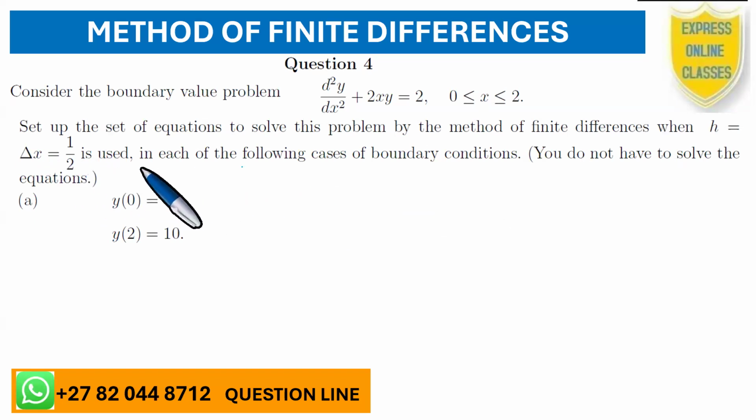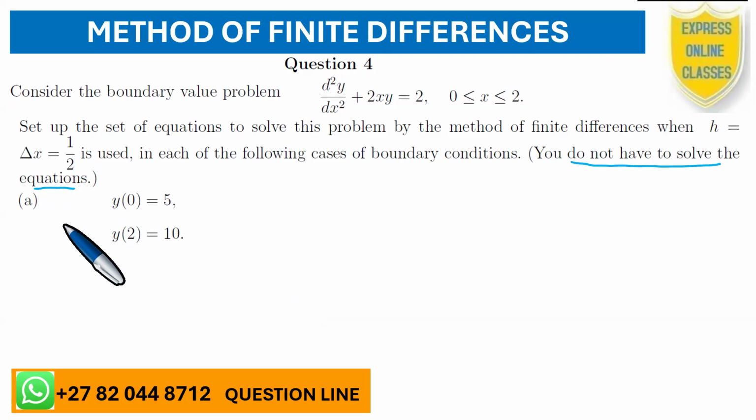what we call delta x. In other words, the step length, or step size, h is sometimes called delta x. In this case it is 1/2, or as a decimal fraction, 0.5. This particular h, the step size, is used in each of the following cases of boundary conditions. You do not have to solve the equations. We shall get a lot of equations, and the examiner is clear that we do not have to solve them. We just need to get the equations and stop there. That is the advice here.